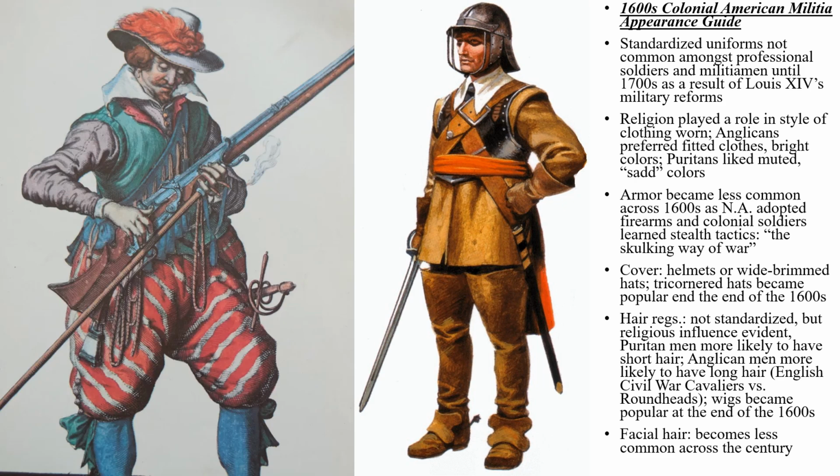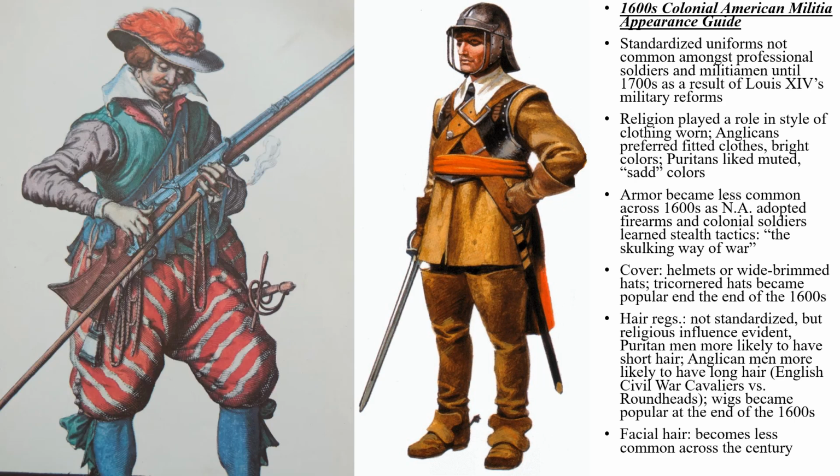Now we can discuss the appearance of colonial American militiamen in the 1600s. Obviously, there are so many militia units spread across so many colonies. We're going to be discussing in broad strokes here. You don't see standardized uniforms at this point in American history. In fact, standardized uniforms really aren't common anywhere in the West at this point.